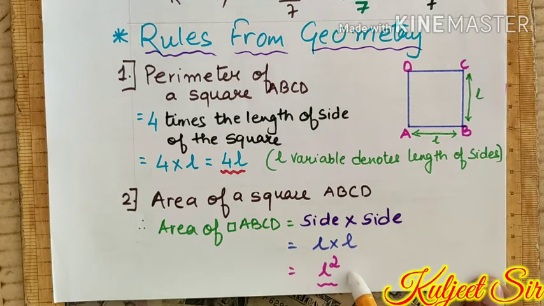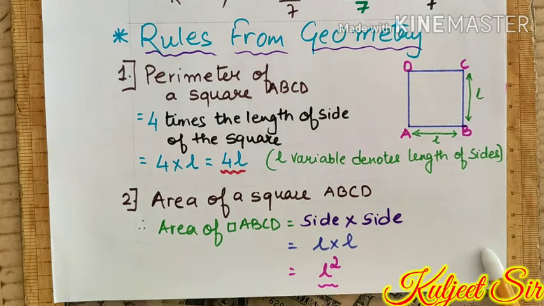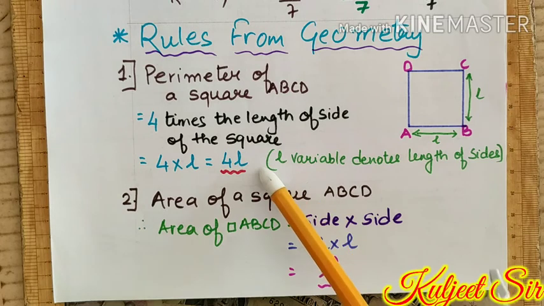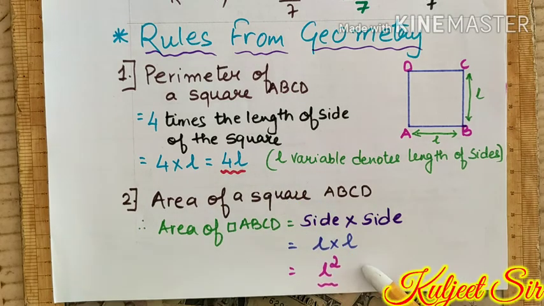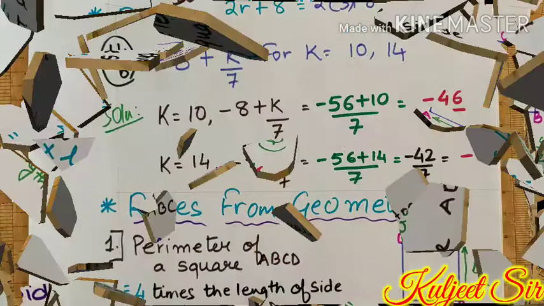L into L becomes L square. So the formula to find out the area of a square will be L square. This was the perimeter, 4L, and this is the area of a square, L square.